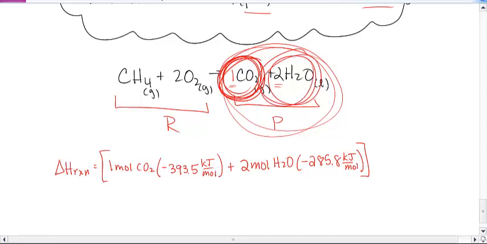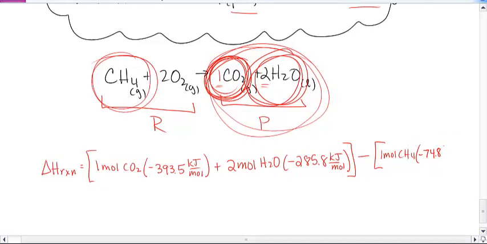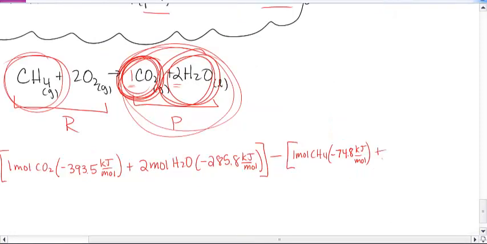So what I've done is this whole thing, this is the sum of the heats of formation of the products. Then I need to subtract the sum of the heats of formation of the reactants. So now I do the same thing. All right, I've got 1 mole of methane. What is it? Negative 74.8 kilojoules per mole. Plus, oh look, 2 moles of oxygen.